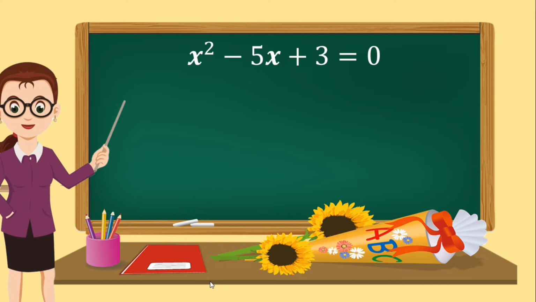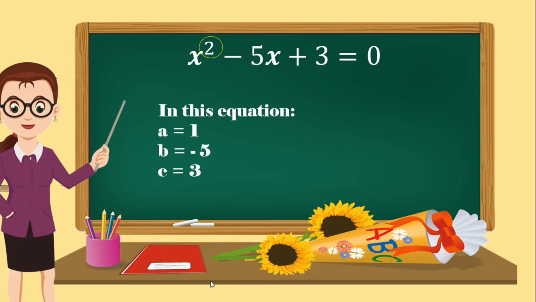I have here x squared minus 5x plus 3 equals 0. This is an example of a quadratic equation because it has a degree of 2. Also, this equation is in standard form. In the equation, a is 1, b is negative 5, and c is 3.